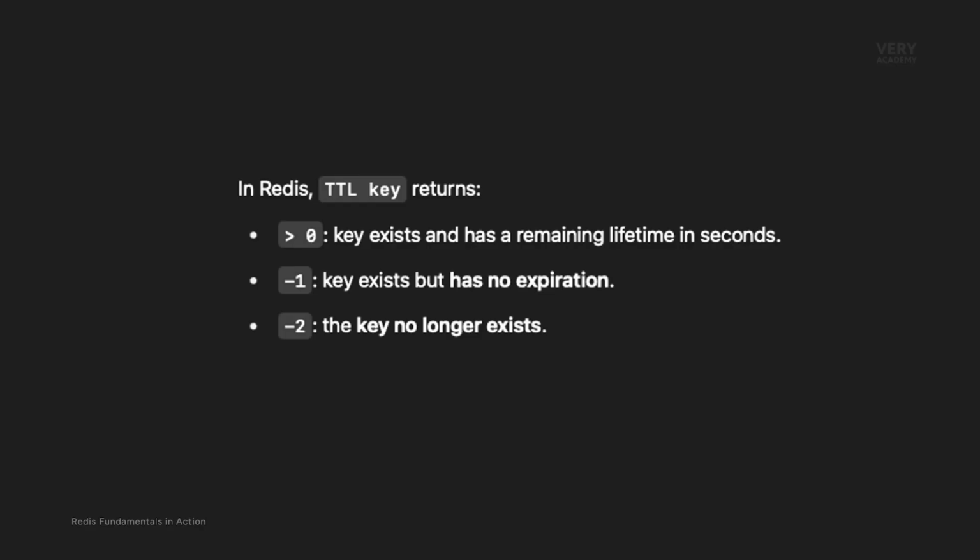So we can now summarize and say in Redis TTL key returns a positive number if the key exists and has a remaining lifetime in seconds. It returns a -1 if the key exists but has no expiration, and a -2 if the key no longer exists. So the key has already expired and Redis has automatically deleted it. Now, the -2 doesn't always represent the fact that the key has expired. It could be a simple case that a script or process has manually deleted the key.